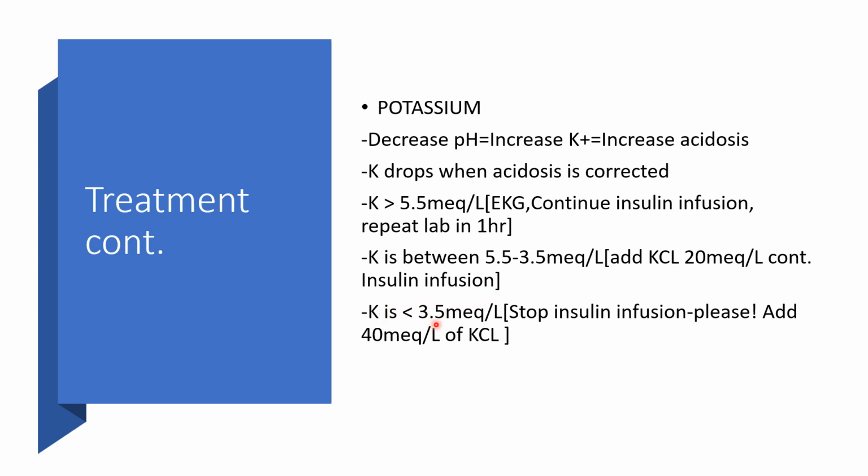When the potassium is less than 3.5 milliequivalent per liter, then we're in trouble. We're about to drive this patient to hypokalemia, which is not good. Hypokalemia is not encouraging. So we'll stop insulin infusion altogether at potassium less than 3.5 milliequivalent per liter, please. And then we'll add 40 milliequivalent per liter of potassium chloride. Why that? This is not good for the heart.